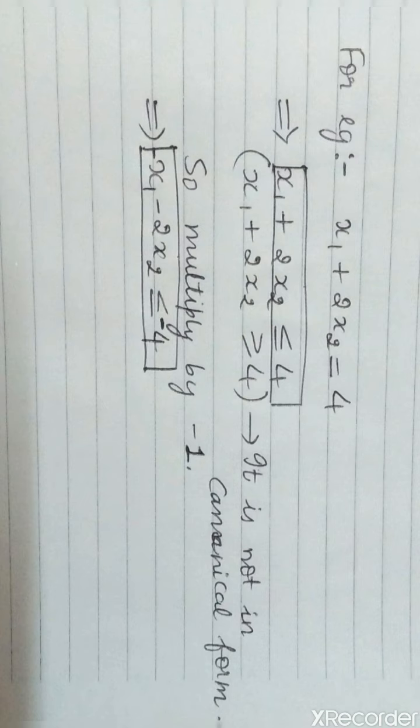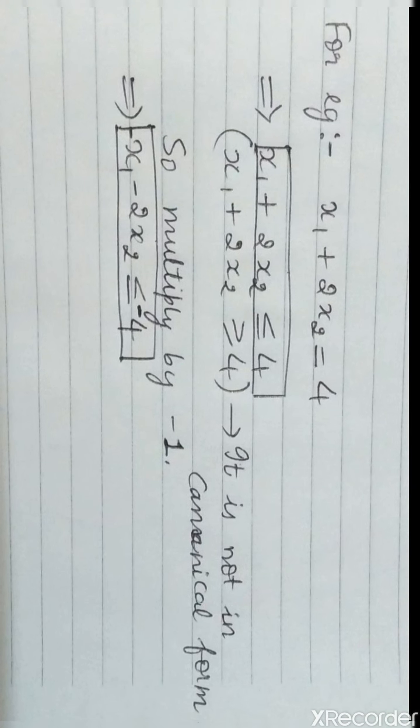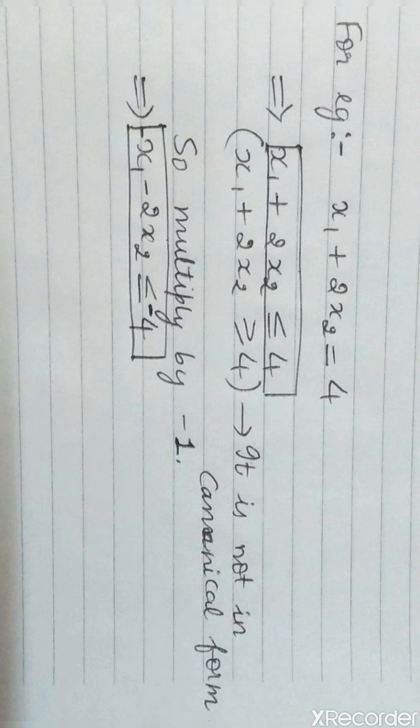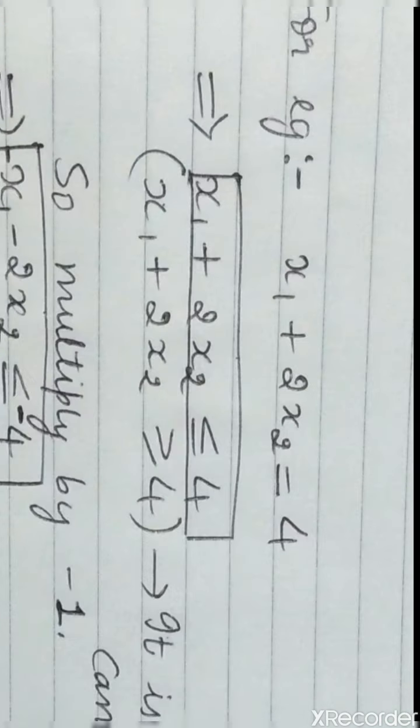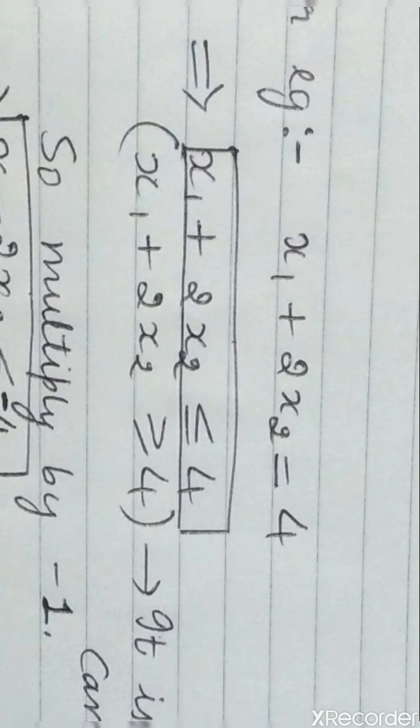So we will go through an example. Here you can see x1 plus 2x2 is equal to 4. As I told you, replace it with both inequality constraints, one less than or equal to. So the first equation will be x1 plus 2x2 is less than or equal to 4. As I told you, you have to change the objective function to maximization, and if the objective function is maximization, to be in canonical form, all the constraints should be less than or equal to.